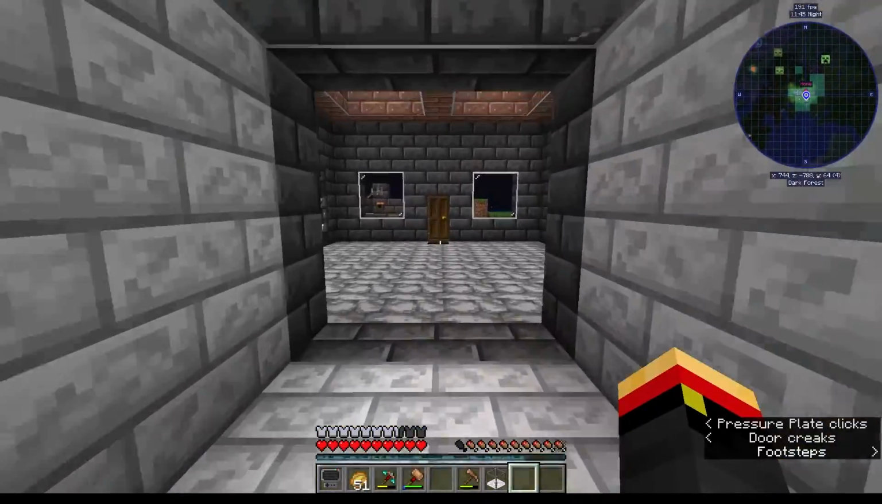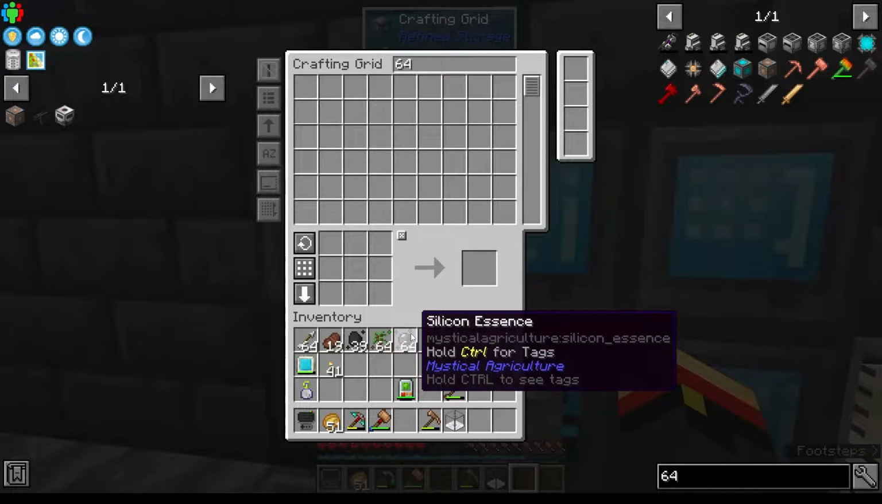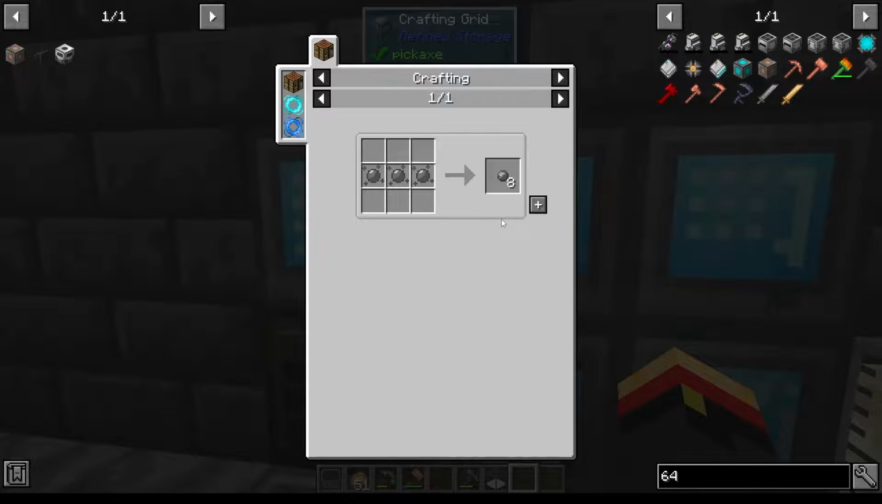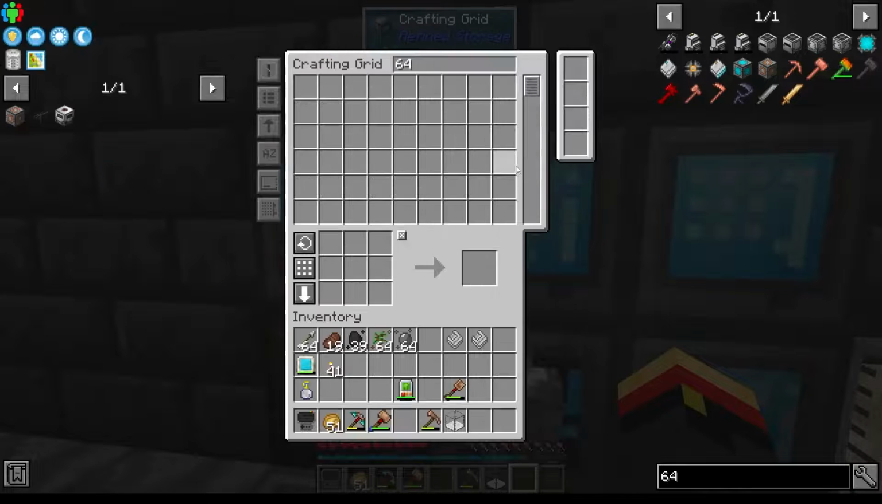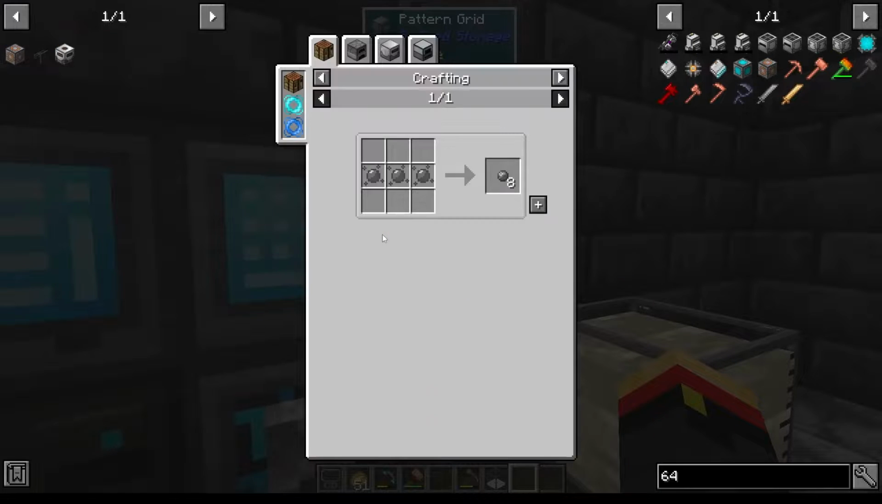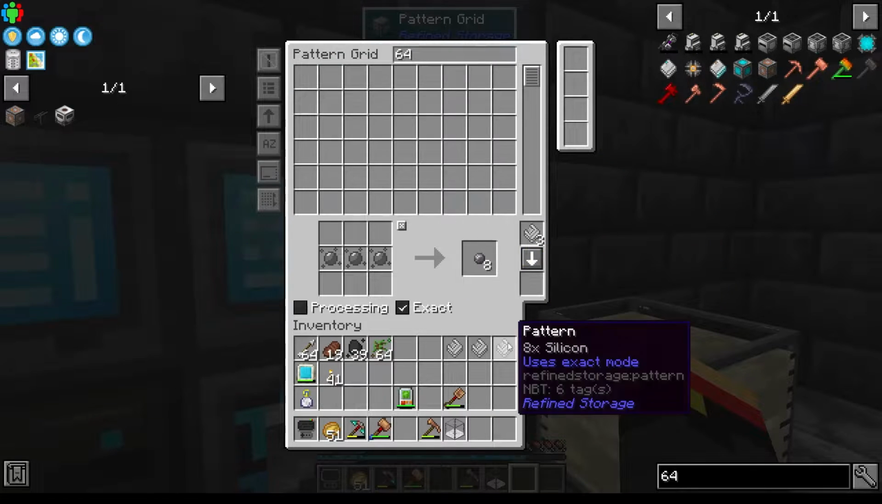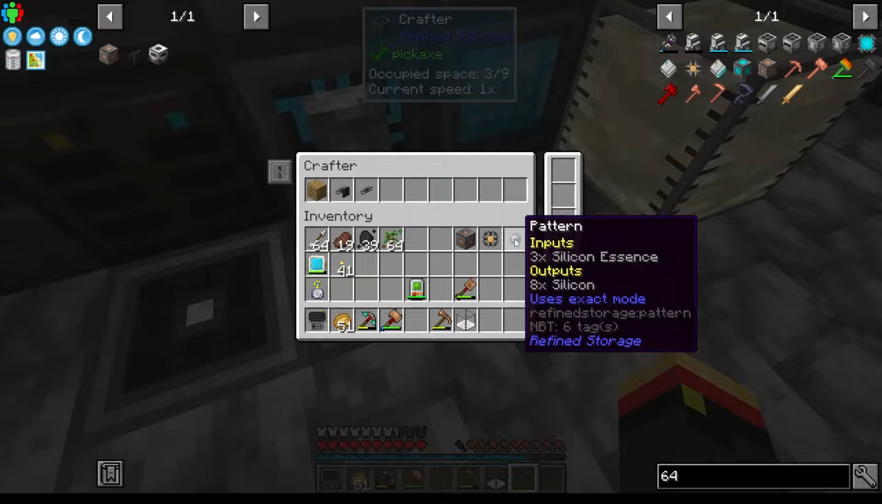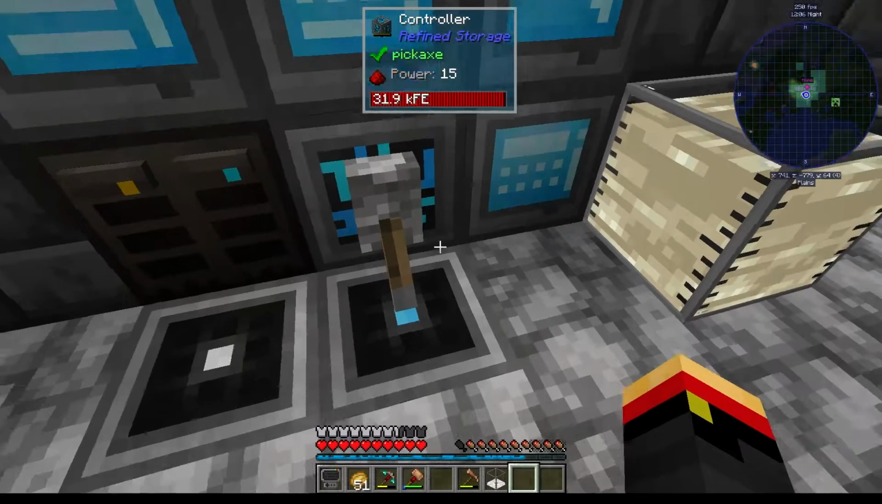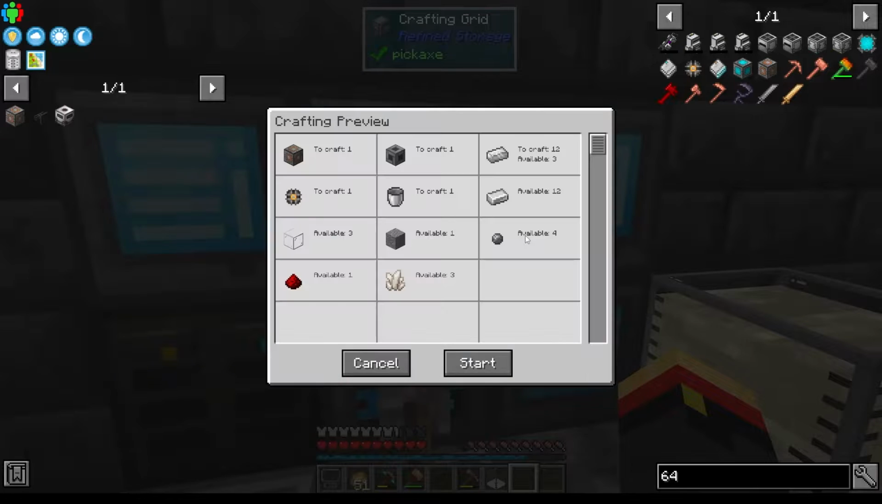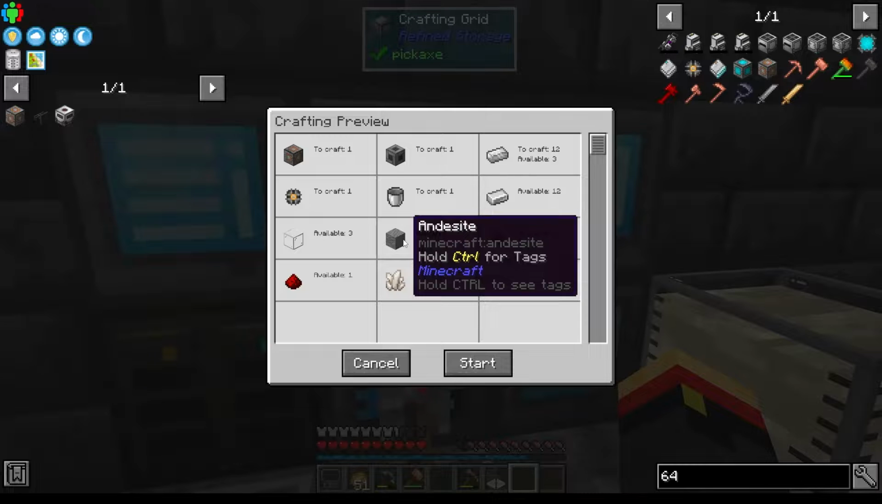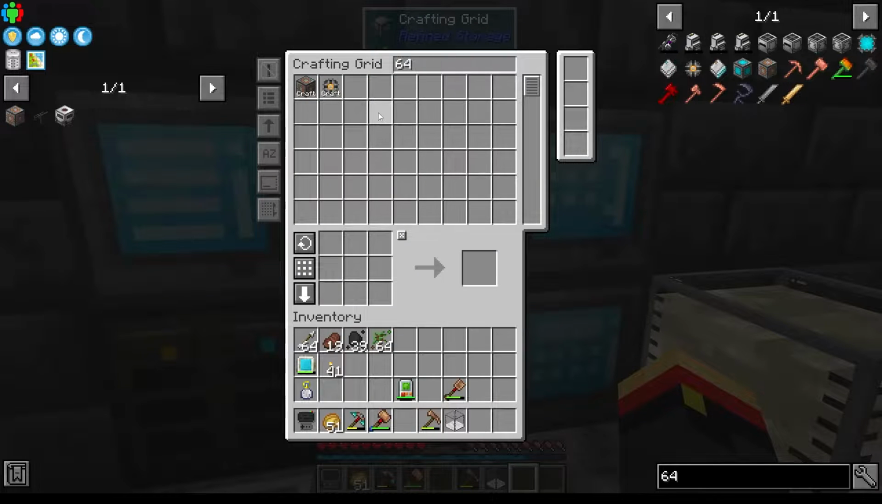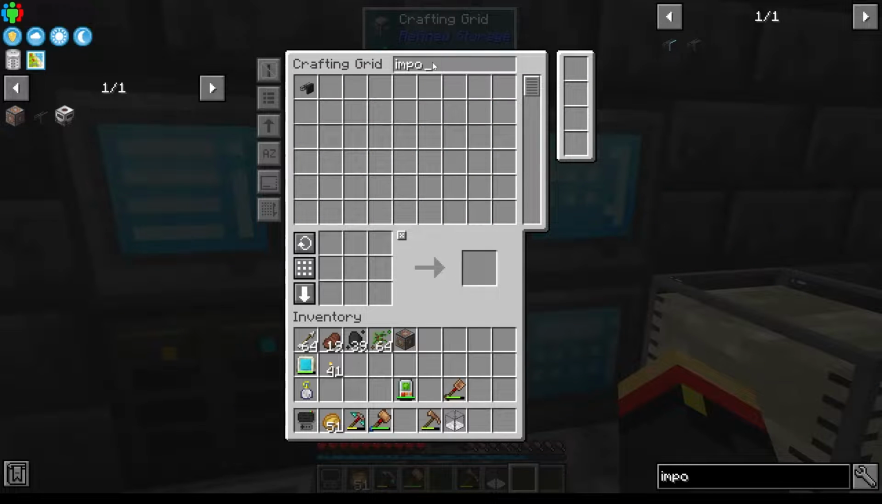So we're not really independent of quartz yet, but we can get silicon for just 3 of these to get 8. So let's make a pattern for silicon from that. Alright, there we go. So silicon from essence. And those guys, can you make one of those now? Yes, you can. So that's good. Let's do that for now. Do I have the importer?